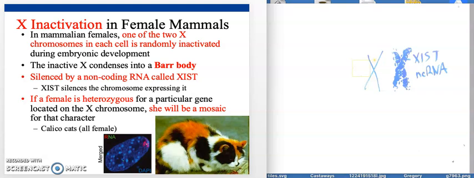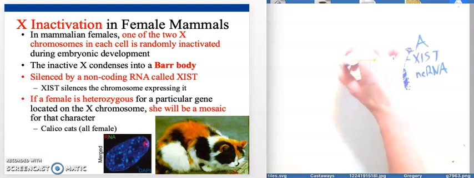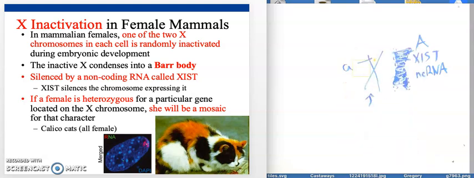If a female is heterozygous, meaning she has the dominant copy for one gene on one X chromosome and the recessive on the other, if X inactivation happens on this X, in those cells she'll display the dominant phenotype. But if just by chance it was the chromosome that had the dominant allele that was shut off, in those cells she'll have the recessive phenotype.